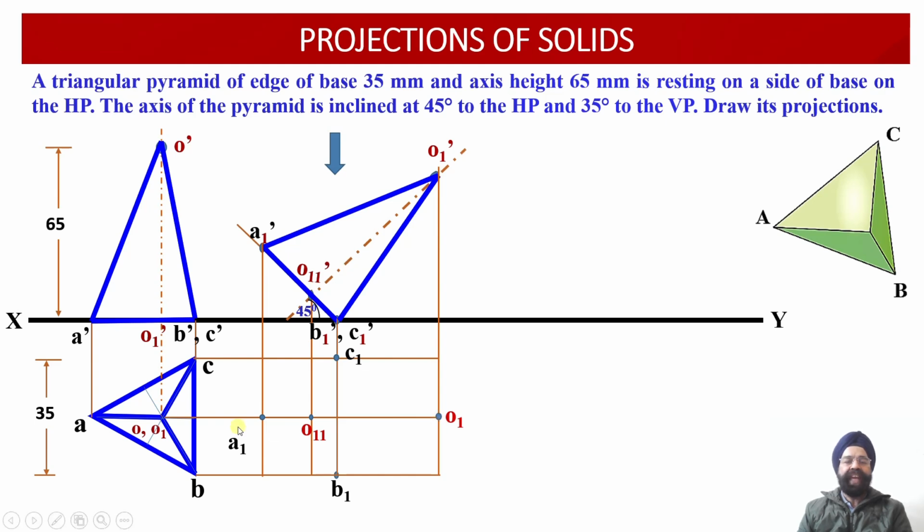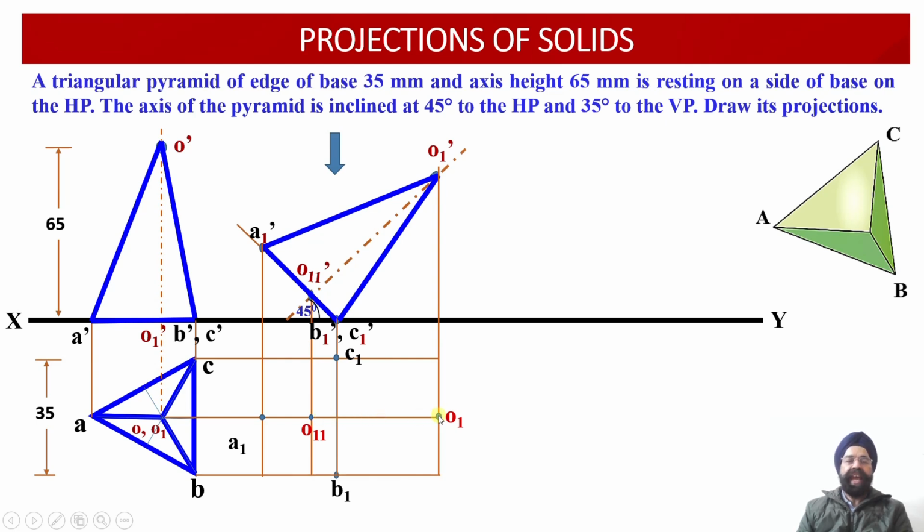Now which points do we have to join? We need to join A1, B1 and C1. We also need to join O with A1. We need to join O with B1. We also need to join O with C1 over here. And besides this, we will also be joining O1 and O11 as the plan of the axis over here.